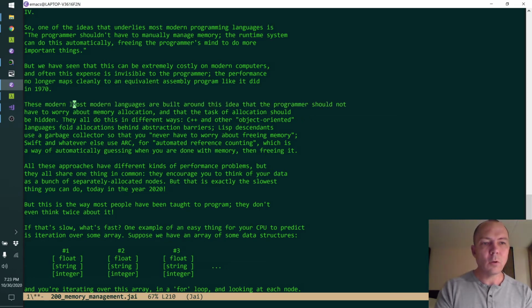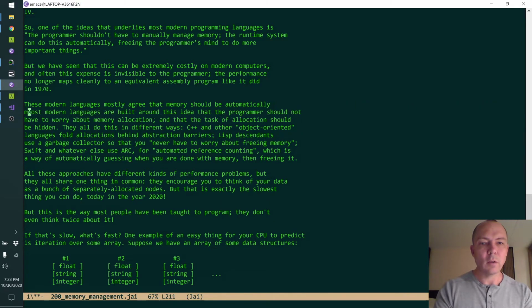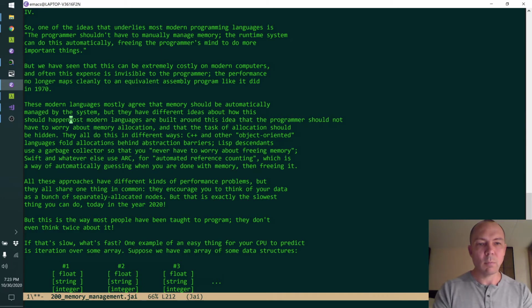These modern languages have different ideas. Mostly they agree that memory should be automatically managed by the system, but they have different ideas about how this should happen.